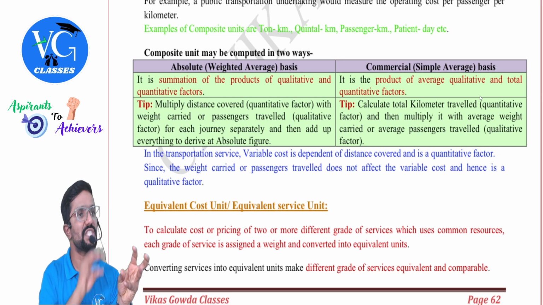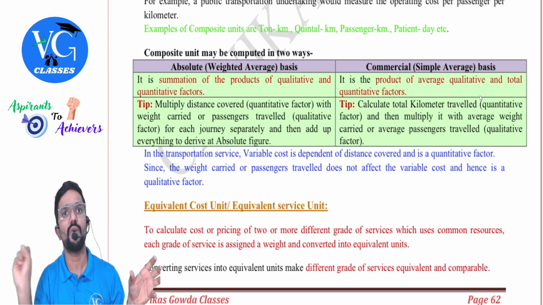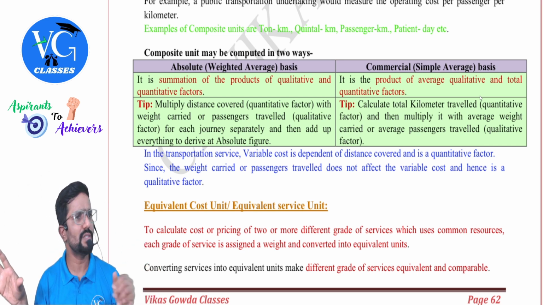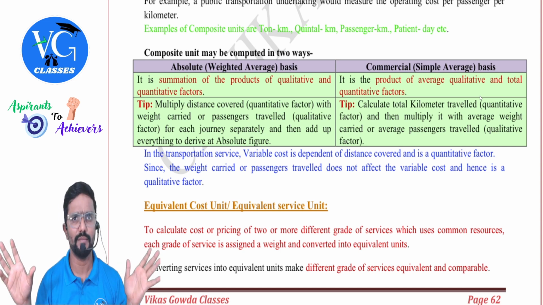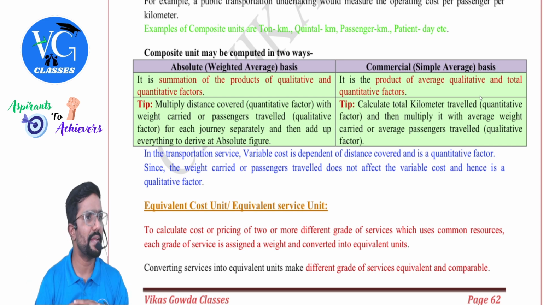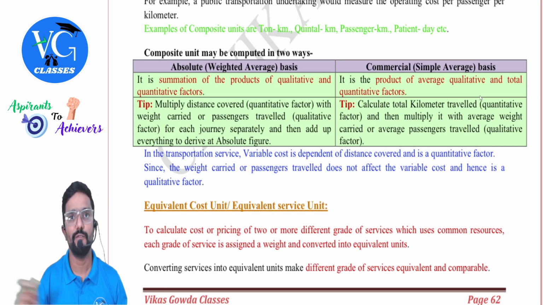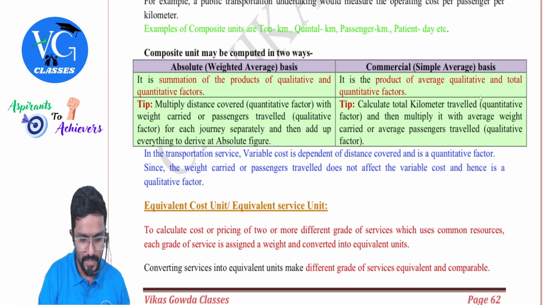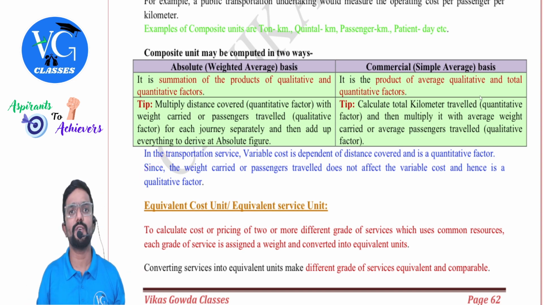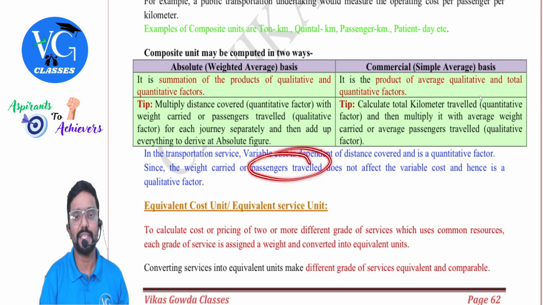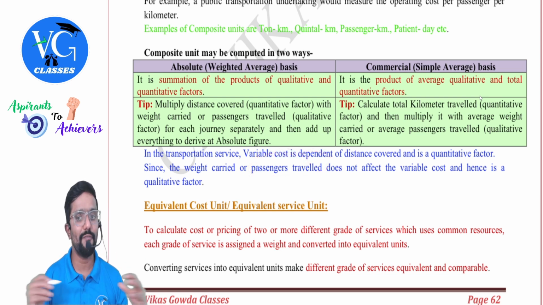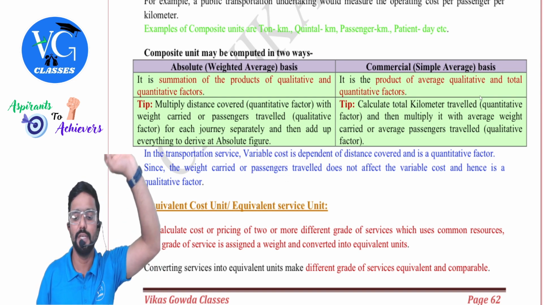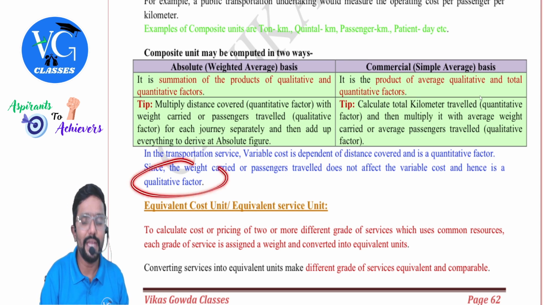So if variable cost changes due to a change in this, then that is called a quantitative factor. If variable cost will remain the same, it will not vary, then we call it a qualitative factor. The weight carried, in case of goods transportation, or the passengers traveling, does not affect the variable cost. In that case, it is a qualitative factor.